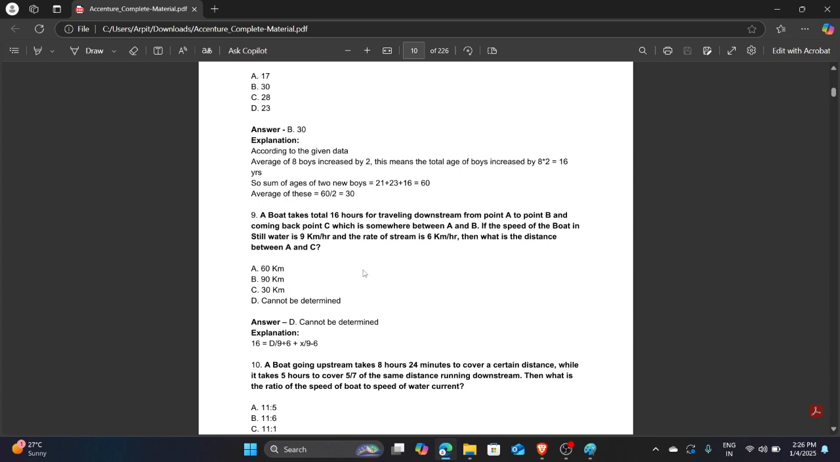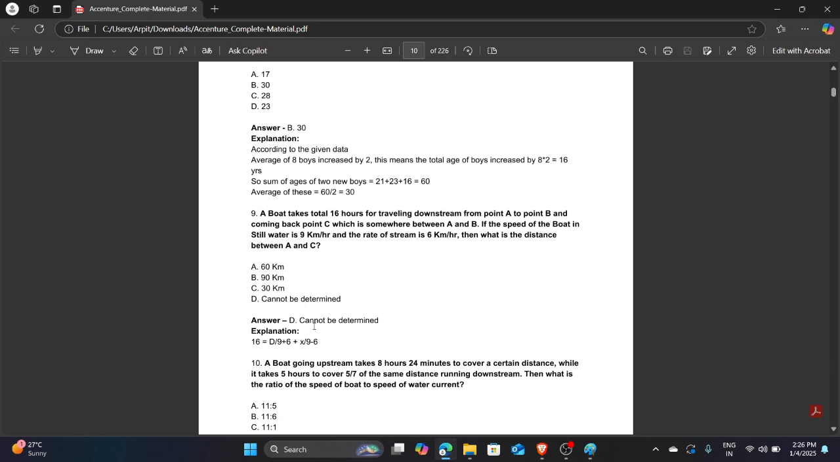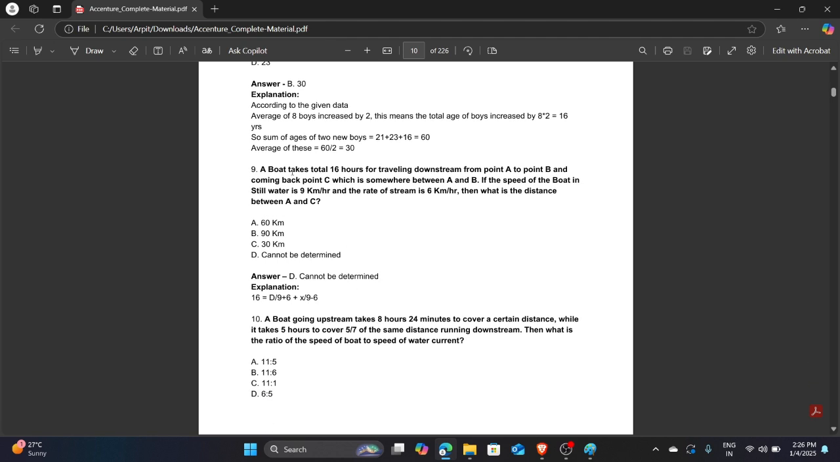Now they are saying the answer option that it can't be determined. It means nothing, but we try to get the correct answer.